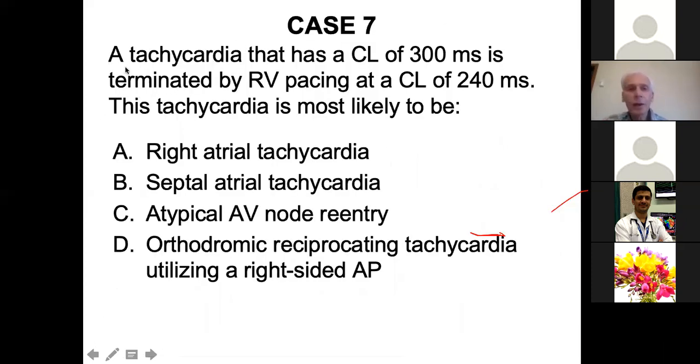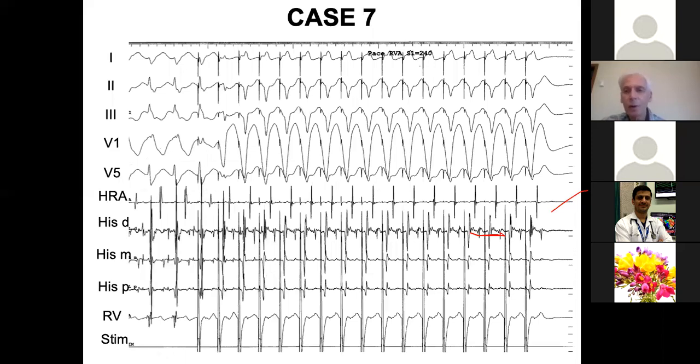A tachycardia that has a cycle length of 300 milliseconds is terminated by RV pacing at a cycle length of 240. This tachycardia is most likely right atrial tach, a septal atrial tach, atypical AV node reentry, or ORT utilizing the right-sided accessory pathway.